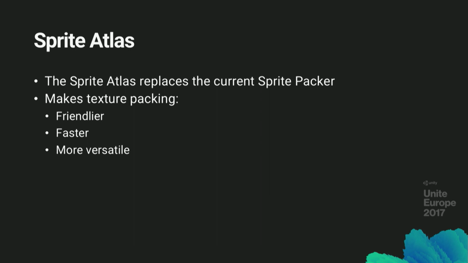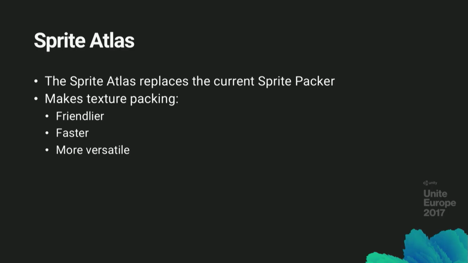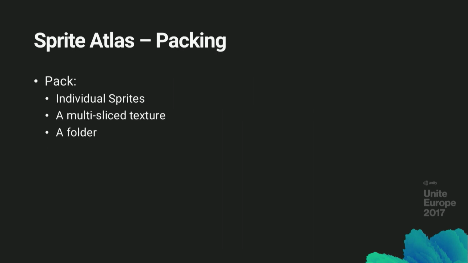So what I'd like to spend some time showing you in the editor is some of the stuff that's coming really soon, as well as some of the features that are in development. Okay, so the Sprite Atlas. Atlasing is a critical part of 2D development, of game development in general. And the Sprite Atlas is going to replace the current Sprite Packer. How so? It's going to make this texture packing that everyone needs to do friendlier, faster, and more versatile. You will basically be able to pack individual sprites, multi-slice textures, as well as just a folder, because maybe you've organized your project that way.